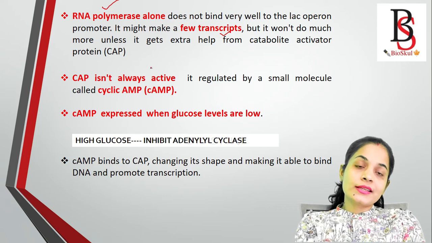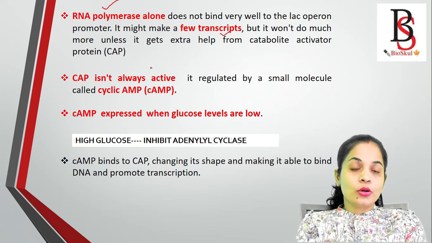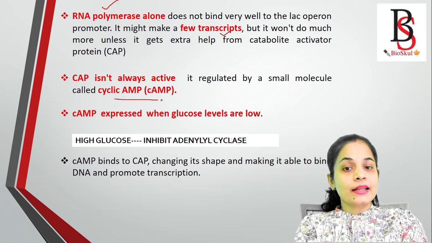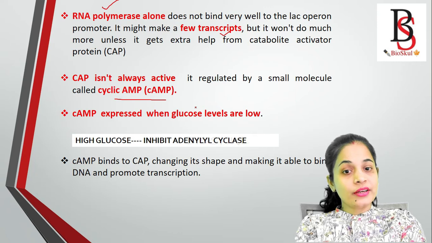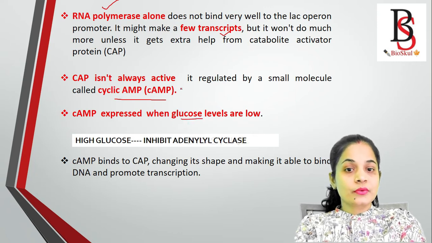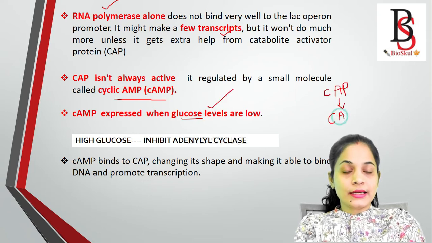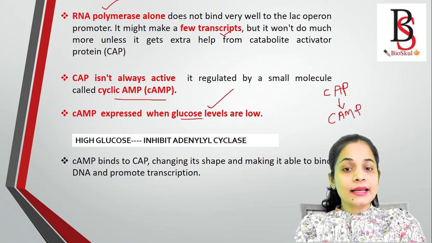Now the question is whether the CAP protein is always active. No, it is not always active. It is regulated by a molecule known as cyclic AMP. And this cyclic AMP in turn is regulated by glucose. Cyclic AMP is expressed when the glucose levels are low. So the CAP protein is not always active. It depends on the cyclic AMP, and the cyclic AMP expression in turn depends on the glucose concentration.